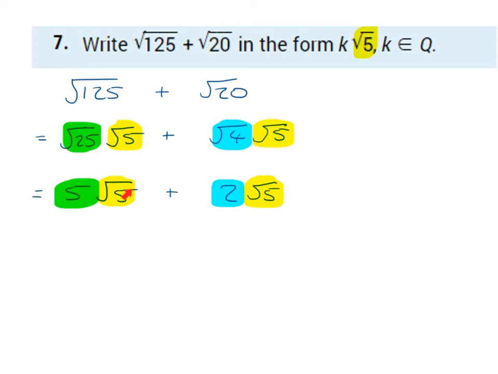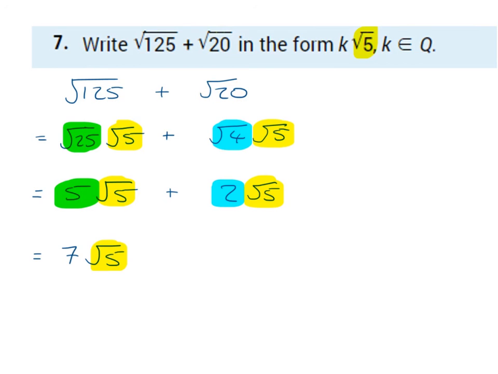These are stuck together, so we get 5 root 5. And the square root of 4 is 2, and root 5 stays the same. So we get 2 root 5, these are stuck together. So we have 5 root 5 plus 2 root 5, which will give us 7 root 5. Just like 5x plus 2x would give us 7x.